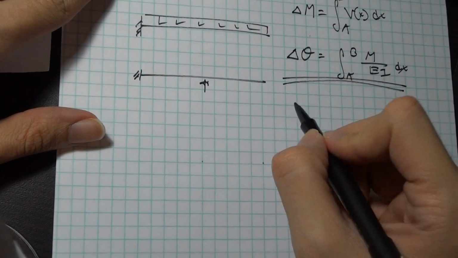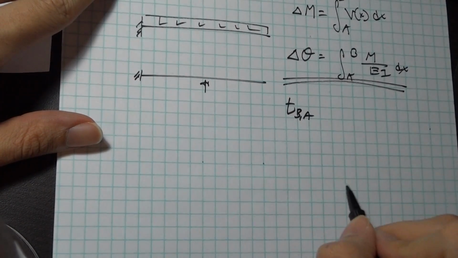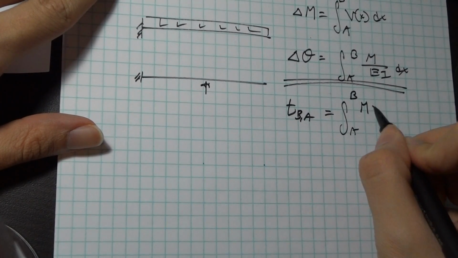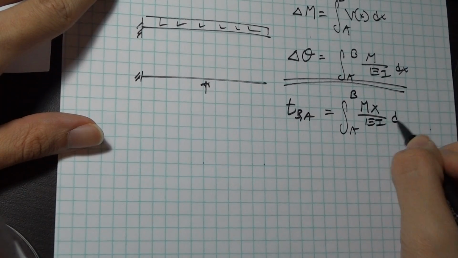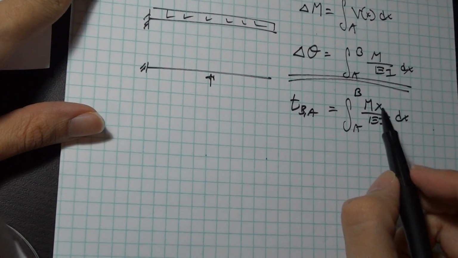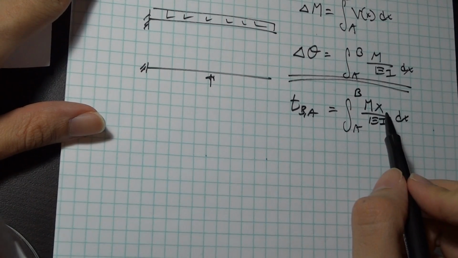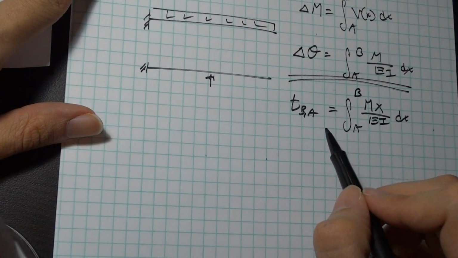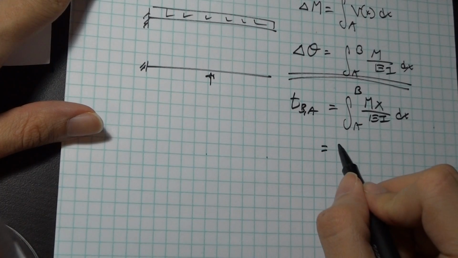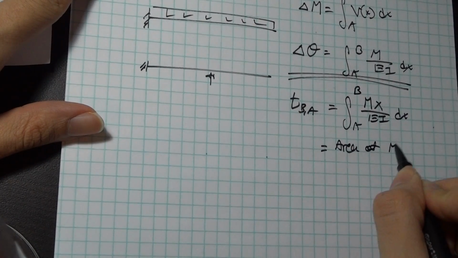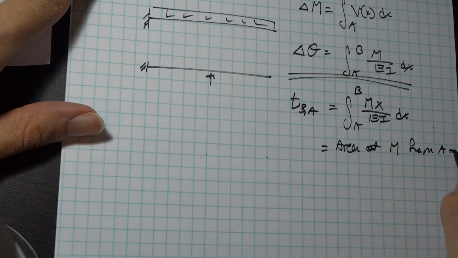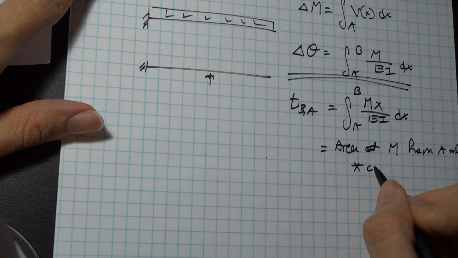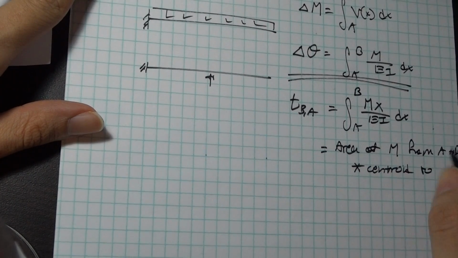My third equation is this infamous TBA equation. That is just equal to the integral of Mx on EI times dx. I forget, there's a name for this in statistics. I can't remember what this is, but you can think of this as like taking the moment of your moment diagram. It's like basically multiplying. This becomes the area of your moment diagram from A to B times the distance from the centroid to B.